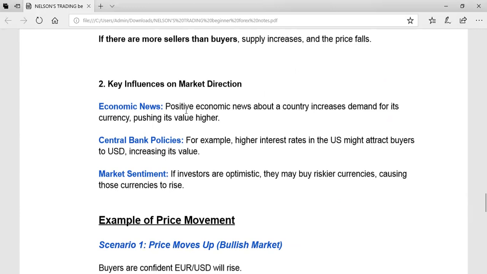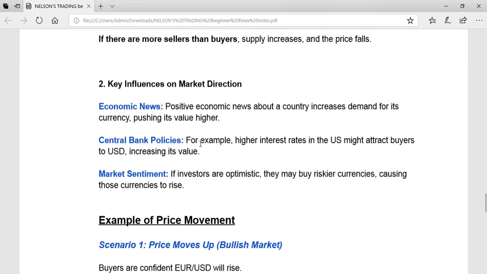At first, positive economic news about a country increases demand for its currency, pushing its value higher. For example, let's say a country announces that its GDP, that is gross domestic product, increased during a certain year. If the GDP increased, it means that country is doing well economically, so that will bolster the currency of that country. The economy is doing good, so the value of that country's currency will increase.